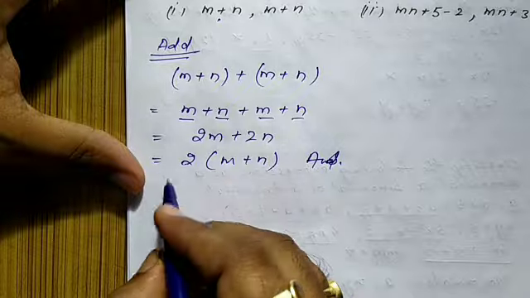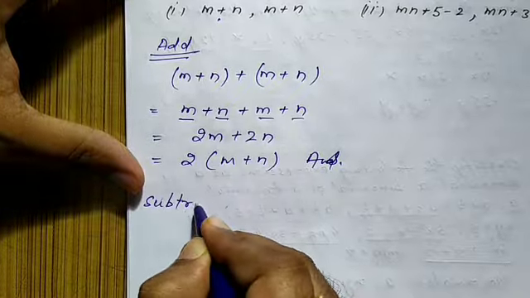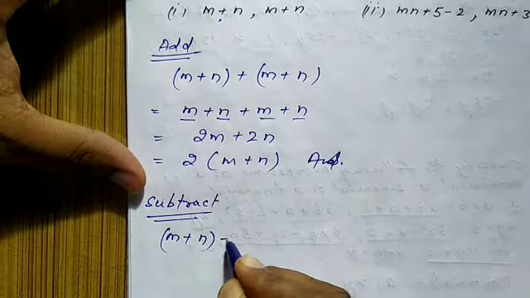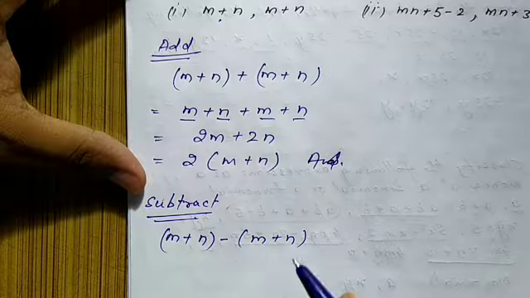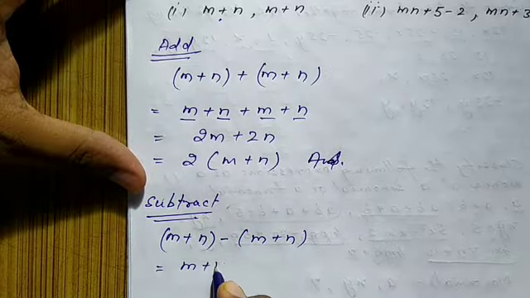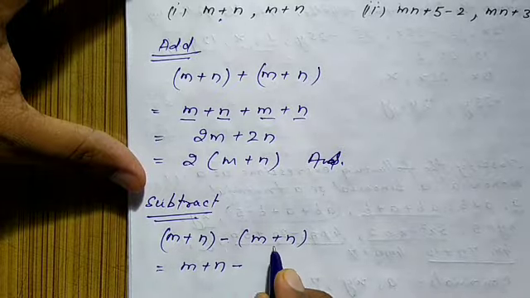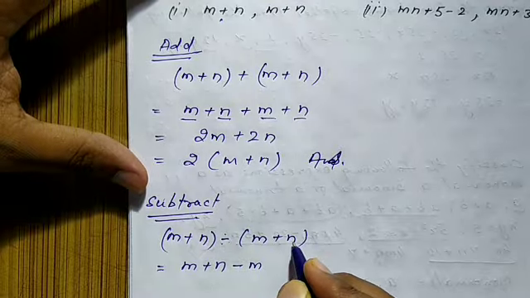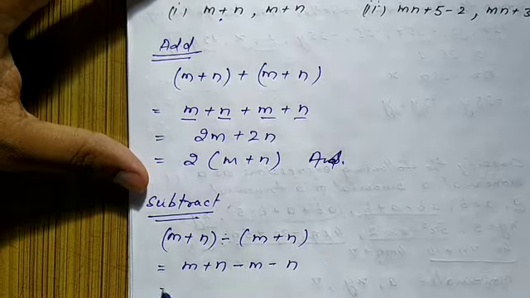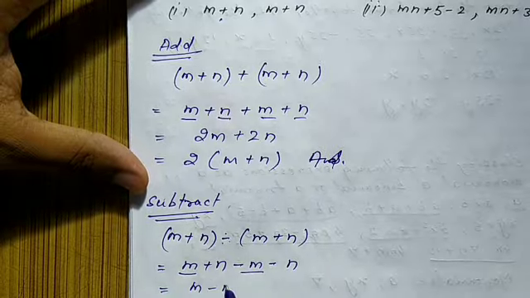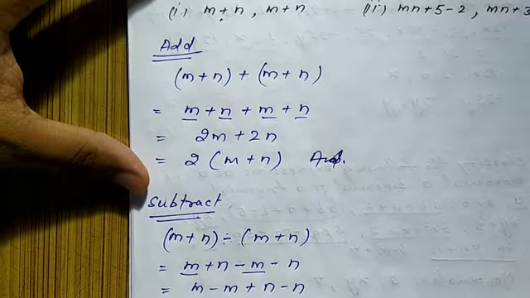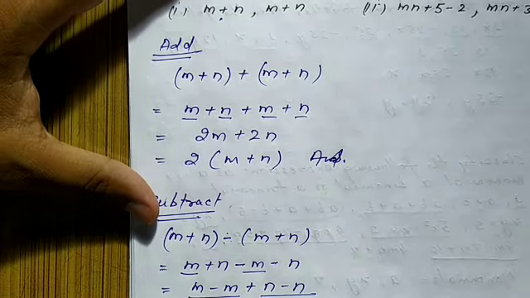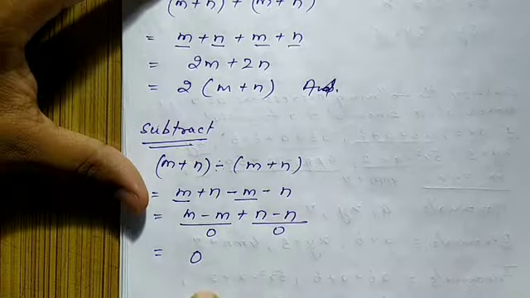Now subtract: m plus n minus m plus n. It is equal to m plus n minus, multiply the minus inside, minus m, here minus 1 into minus n, that will become minus n. Okay, m minus m plus n minus n, m minus m 0, n minus n 0. So 0 plus 0, 0. So the answer is 0.